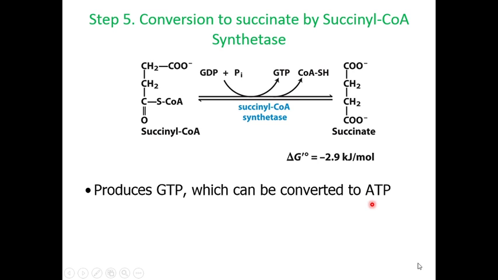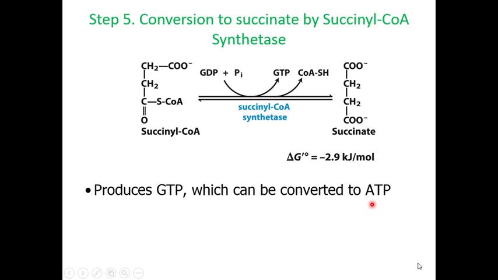This reaction is slightly thermodynamically favorable, and it can be reversible if required, with a standard free energy change of minus 2.9 kilojoules per mole. One way in which cells keep the reaction towards the right is by keeping the product concentration low, which means that succinate is constantly channeled to the next reaction.